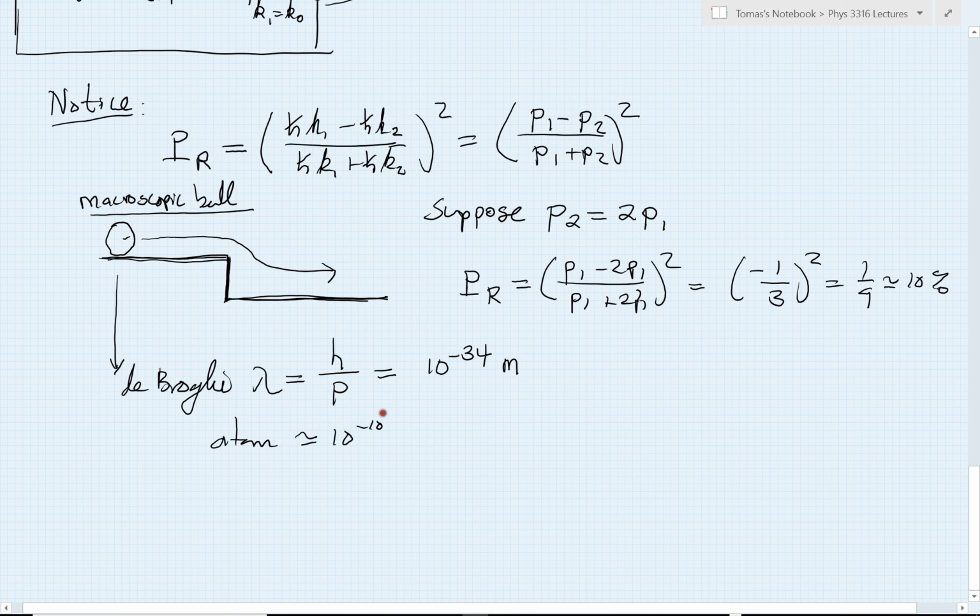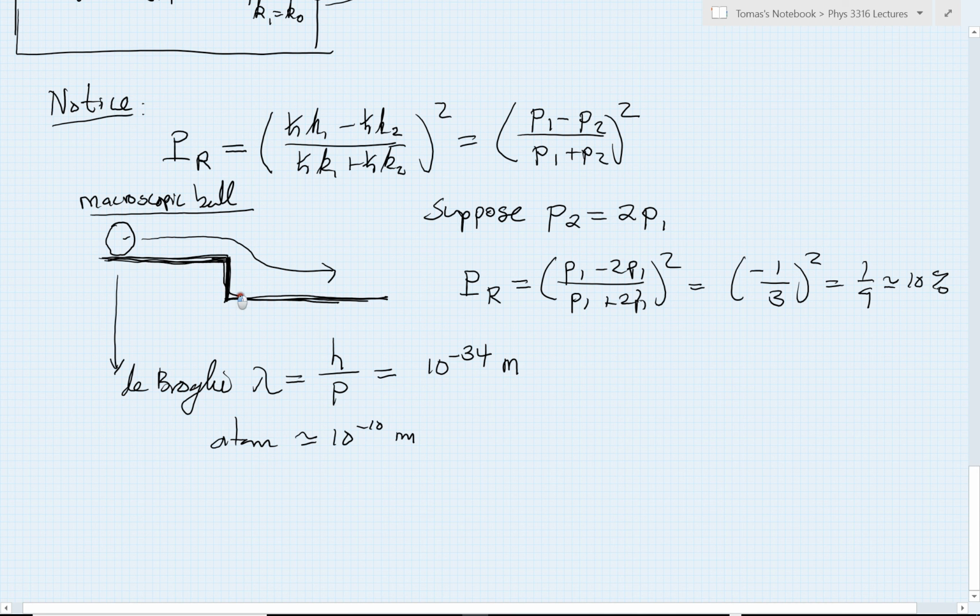But I want you to remember that the size of an atom is about 10 to the minus 10 meters. My de Broglie wavelength is 10 to the 24th times smaller even than the size of an atom. Now, if I do this as a macroscopic experiment, it's very hard to imagine that I could actually design a lens, a step. Even a good carpenter would have trouble making a step that is sharp and well-defined down to the last row of atoms.